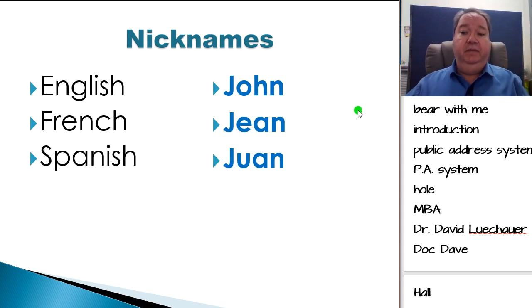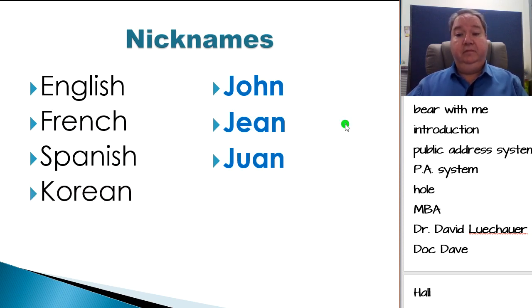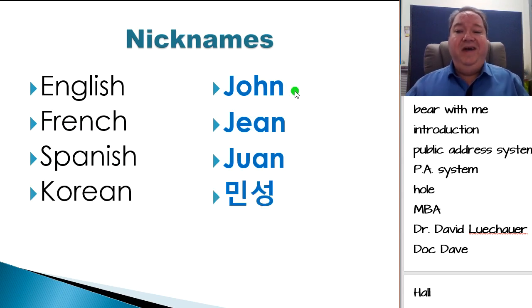Several years ago, I took a short Korean course. And again, we had to choose a nickname in Korean. So I chose the name Minsung. Now, obviously, that is not equivalent to John. It doesn't sound anything like John, like Jean and Juan do. Why did I choose Minsung? Well, because I wasn't really familiar with Korean names. I didn't know what would be a boy's name or a girl's name, what would be a good name or a bad name or a really odd name. So I borrowed my friend's name.